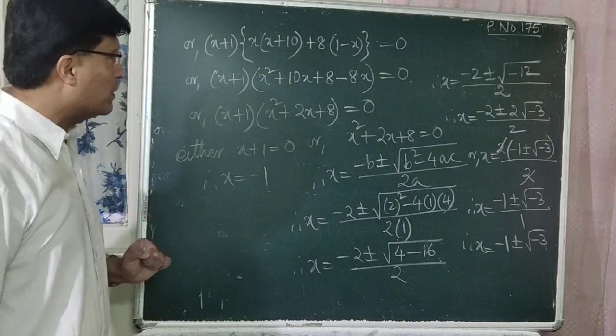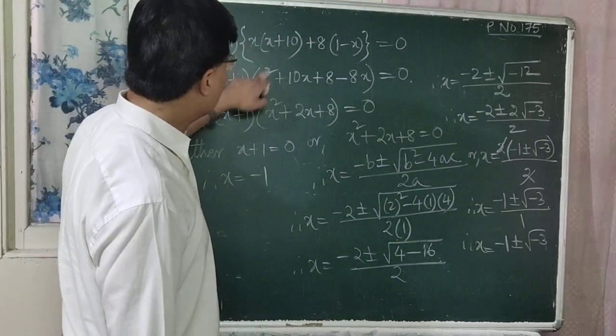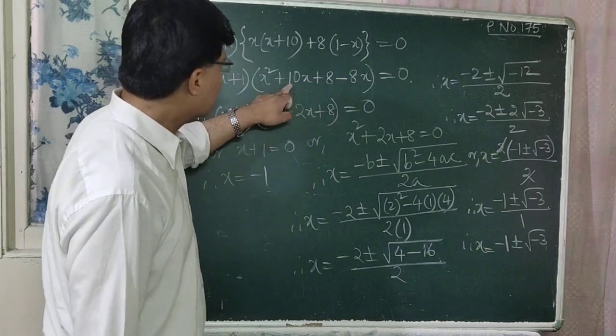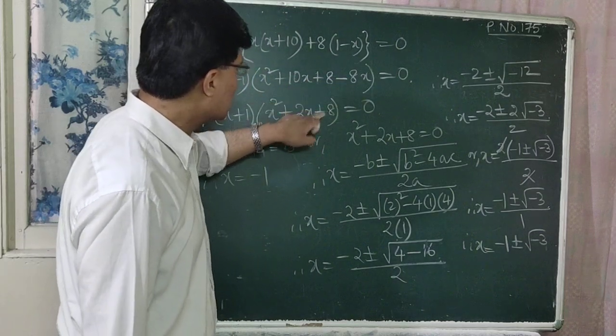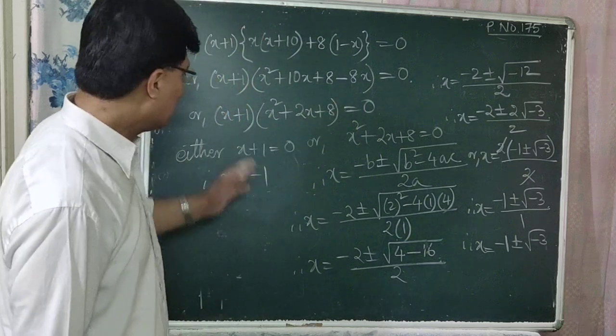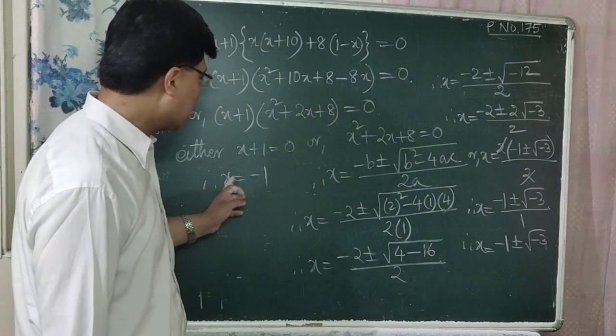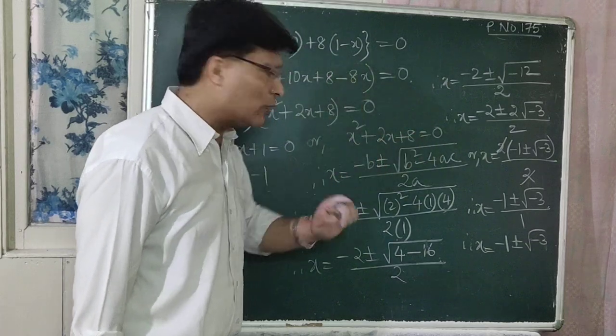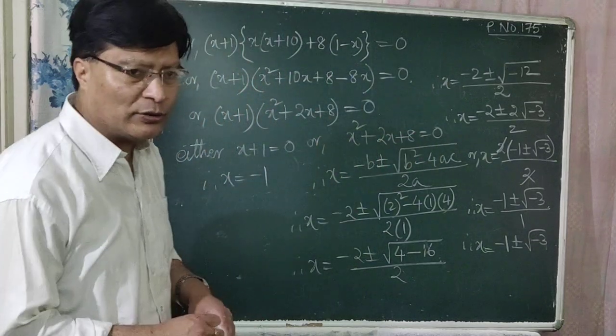So let us check this once. x into x square plus 10x plus 8 minus 8x. x square plus 10x minus 8x is plus 2x plus 8, which is equal to 0. Then we wrote either or. x plus 1 is equal to 0, that is x equal to minus 1. x square plus 2x plus 8 is equal to 0. Compare it with the quadratic equation. a is equal to 1, b is equal to 2, c is equal to 8.